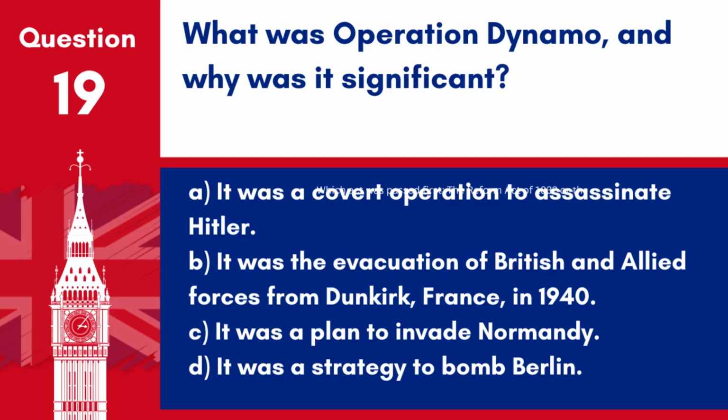Answer. B. It was the evacuation of British and Allied forces from Dunkirk, France, in 1940. Operation Dynamo was significant as it successfully evacuated over 330,000 troops to Britain in face of German advances, preserving a large part of the British Expeditionary Force.